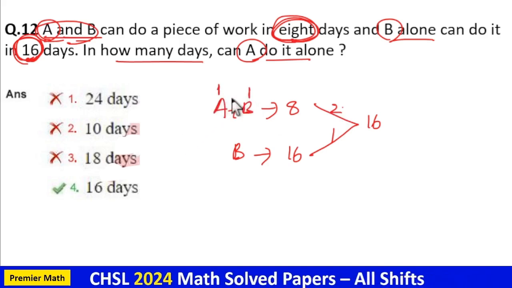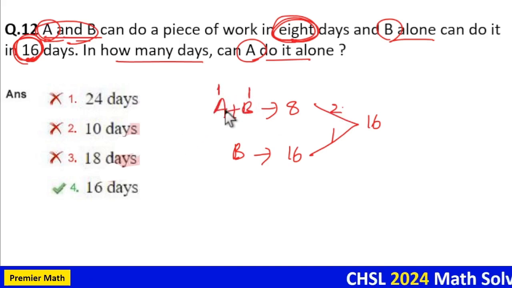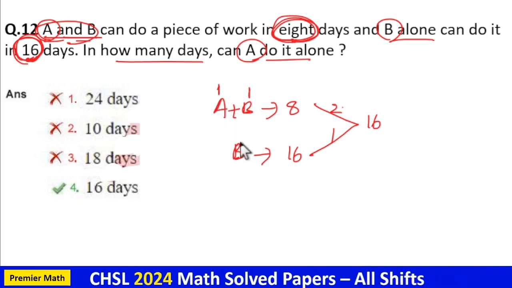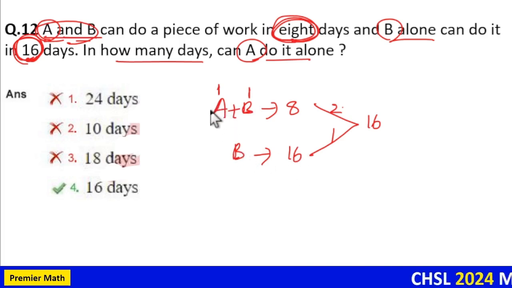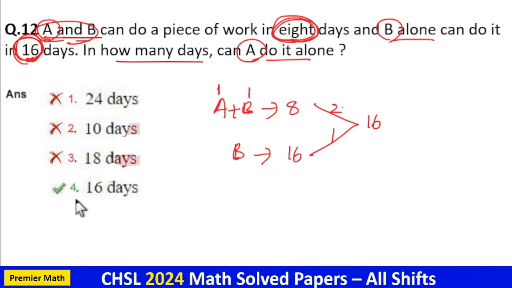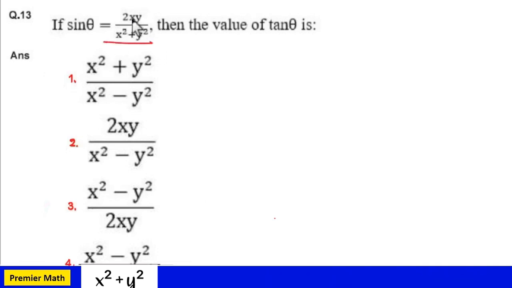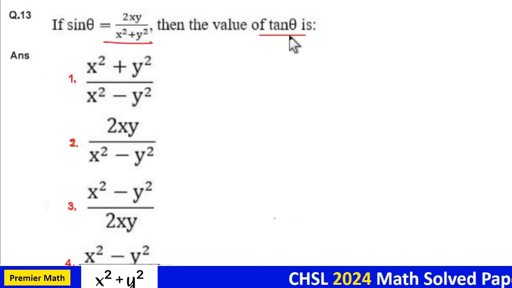If both persons' efficiencies are the same, which means if B does it in 16 days, A also does it in 16 days.